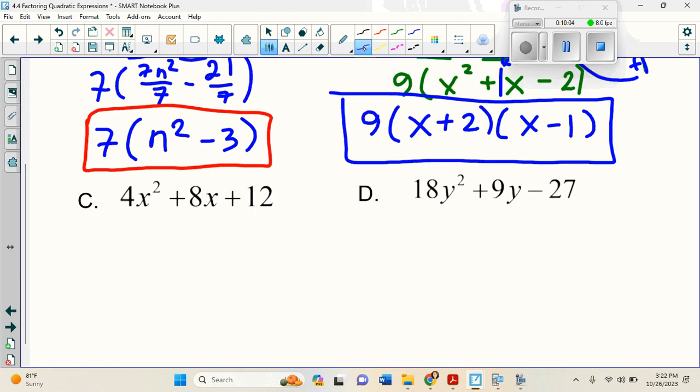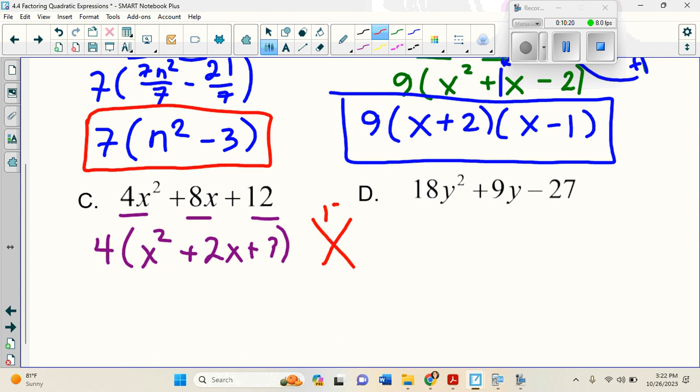Okay, so looking at C, I'm going to start with the greatest common factor. 4x squared, 8x, and 12 all have factors of 4. That will leave me 1x squared plus 2x plus 3. Now I need to find the factors of 12, that's the C value, that add up to B. In this case, B is 2.